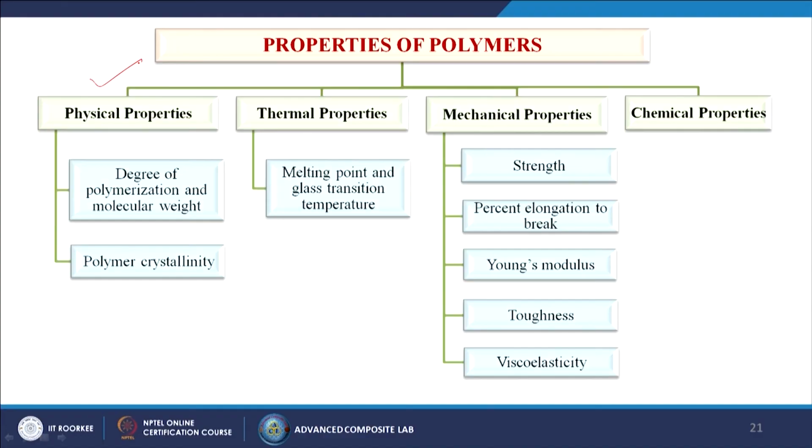Now we are going to discuss the properties of polymers. If we divide all the properties, there are generally four groups. The first is the physical properties, which has two subgroups: the degree of polymerization and molecular weight, and polymer crystallinity. The next group is thermal properties, which tell us the melting point and the glass transition temperature of a particular polymer. The mechanical properties of polymers are divided into five parts: strength, percent elongation to break, Young's modulus, toughness, and viscoelasticity. The last group is the chemical properties. We will discuss all these properties one by one.